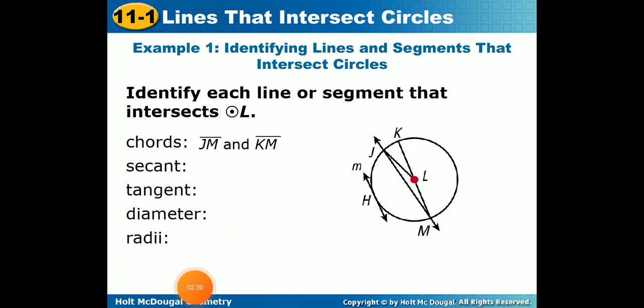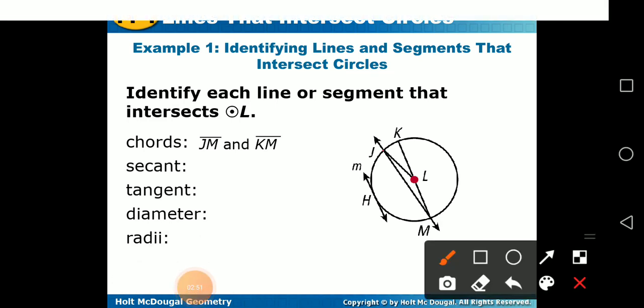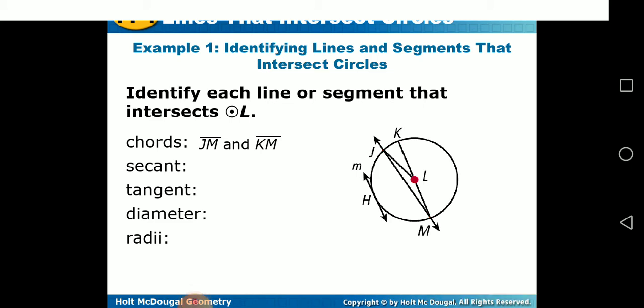The question comes like this: Identify each line or segment that intersects circle L. So if I ask you about the chords, what can you say about the chord? I have JM. This is a chord. From point J to point M, this is a chord. KM is also a chord.